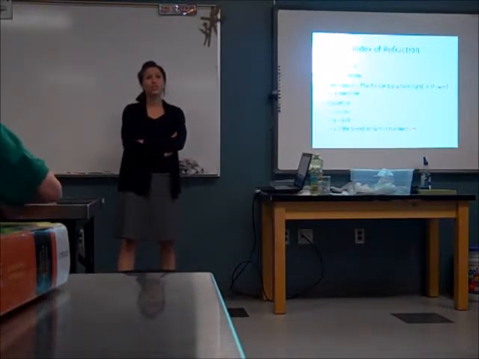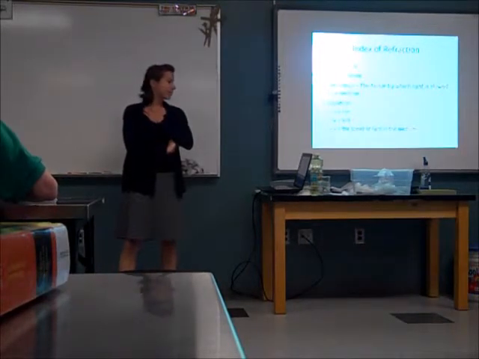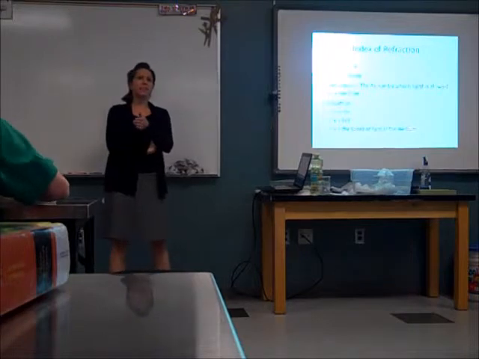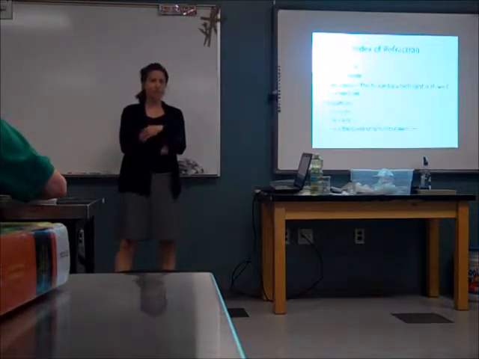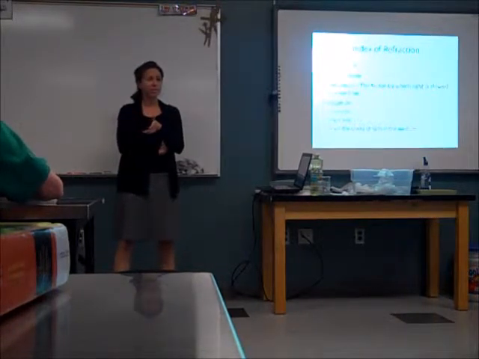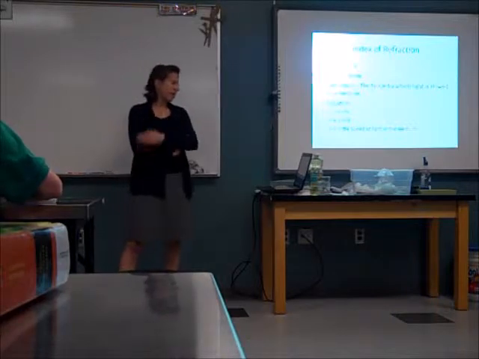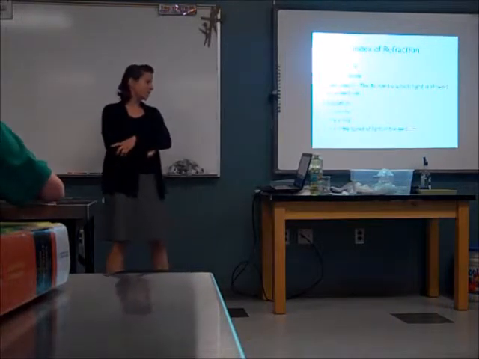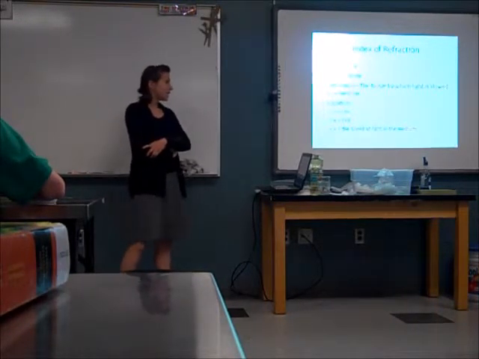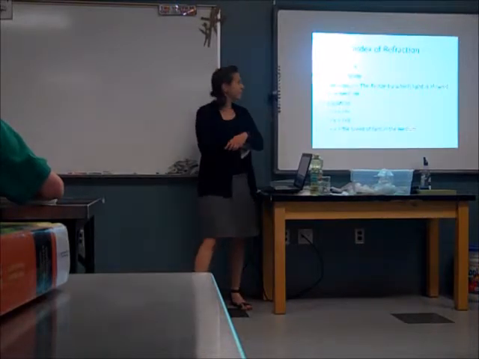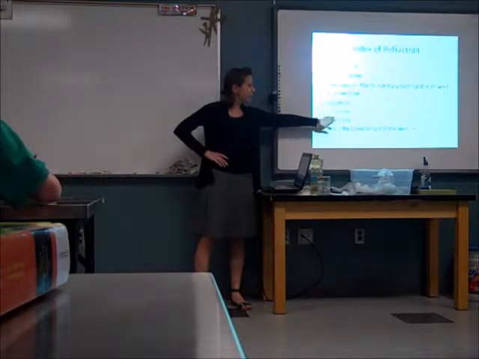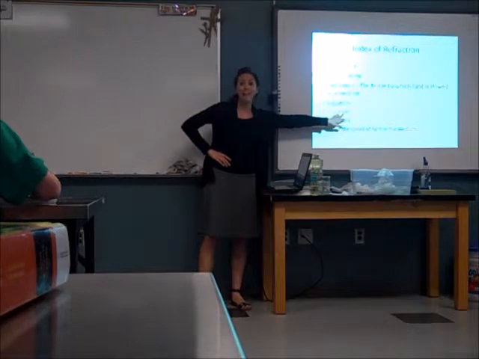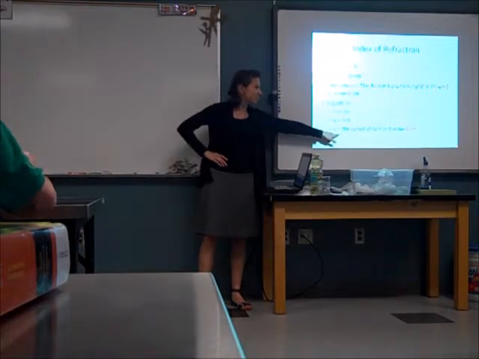It's defined by the factor by which light is slowed in a medium. So if n is 2, then it's slowed by a factor of 2, it's cut in half. Okay, if n is 1.5, then it's divided by 1.5. If n is 3, then it's cut to a third. Okay, so it's the factor by which light is slowed down in a medium. And the equation to find the index of refraction is n is equal to the speed of light in a vacuum divided by the speed of light in the medium.